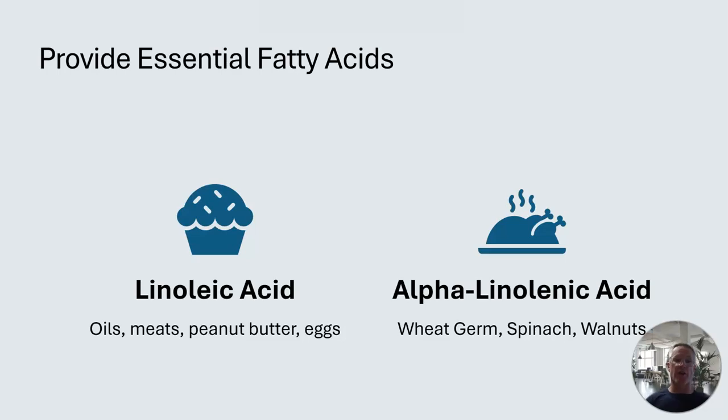And then the third function is that they provide essential fatty acids, so essential things that we have to get from our diet, things that we don't produce naturally within the body. The first essential fatty acid would be linoleic acid. You find that in oils, meats, peanut butter, eggs, tons of food sources. The second one, alpha linolenic acid, is a lot more scarce in our diet. Main sources for that would be wheat germ, which most of us probably don't add to our diet, and then spinach and walnuts.